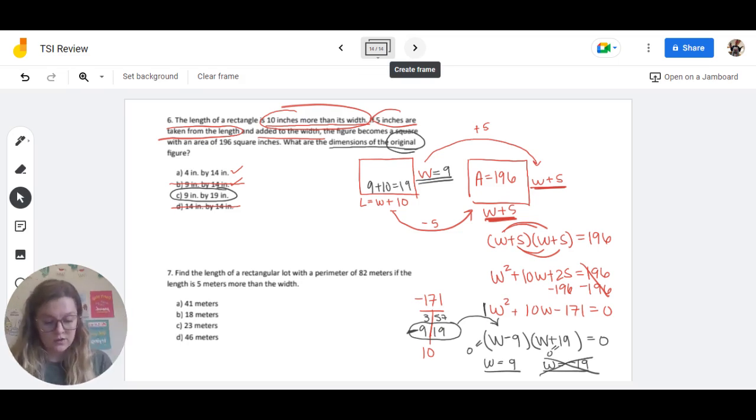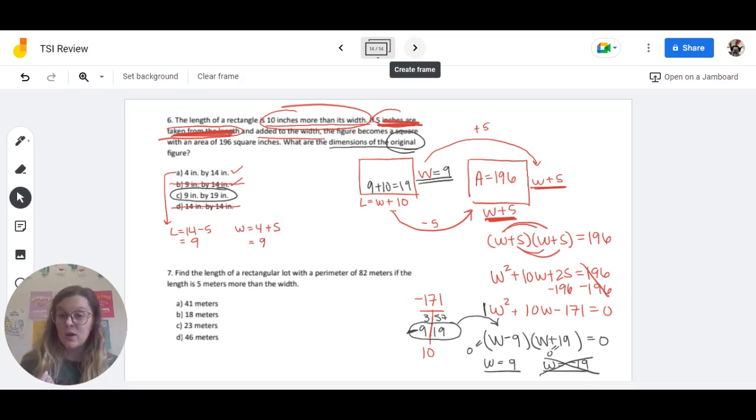If we didn't want to do all this algebra, we could take answer choice A, and it tells me that we're taking 5 away from the length, and we're adding it to the width. So I'm going to take my length here, which is equal to 14, and I'm going to subtract 5, which is going to give me a new length of 9. And then my original width was 4, and I'm going to add the 5, which gives me 9. And then it tells me that my new area should be 196. Well, my area would be length times width. 9 times 9 is 81. That does not equal 196. So that means that A is not my answer either.